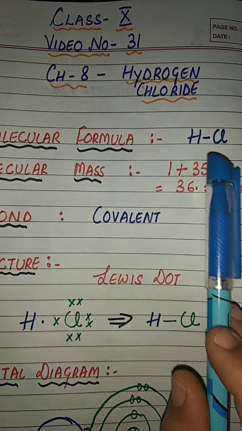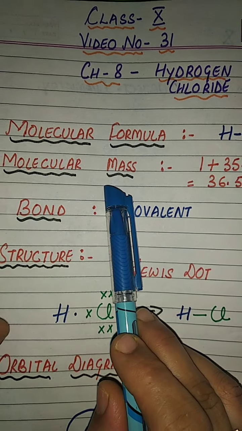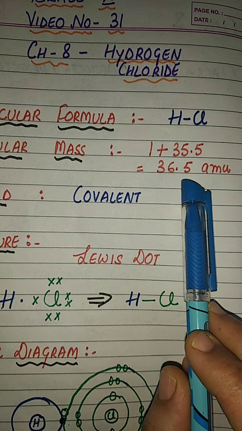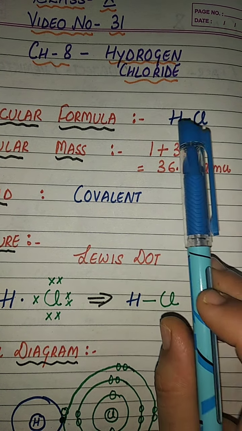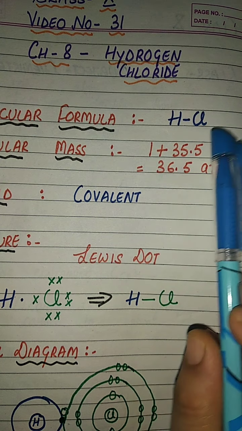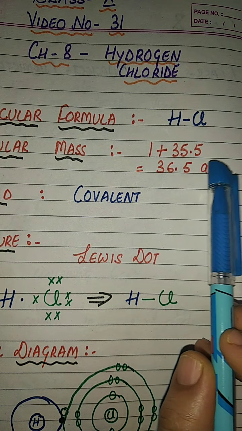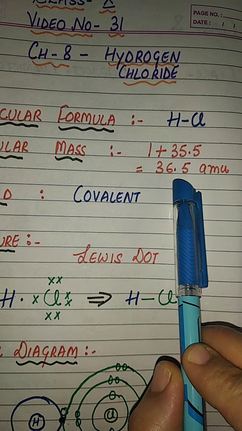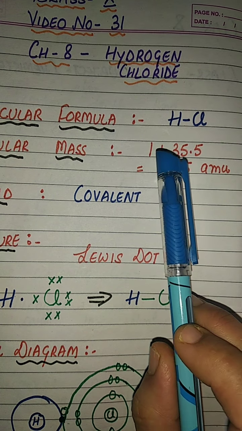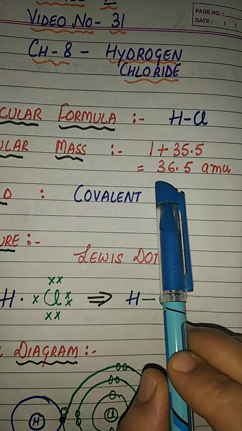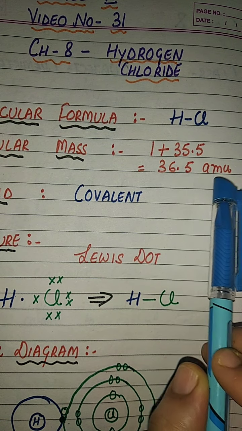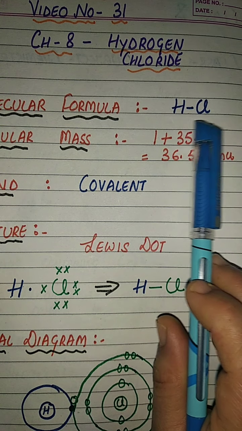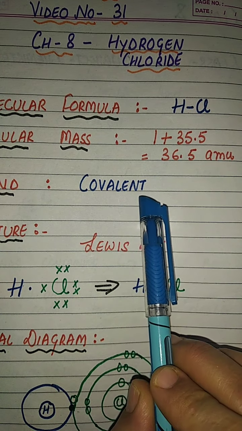Molecular formula is HCl. Molecular mass of hydrogen chloride is 36.5 AMU, as the mass of hydrogen is 1 AMU and that of chlorine is 35.5. When we add the masses of hydrogen and chlorine, we will get the mass of hydrogen chloride, that is 1 plus 35.5, which is equal to 36.5 AMU. Now the bond formed between hydrogen and chlorine is a polar covalent bond.